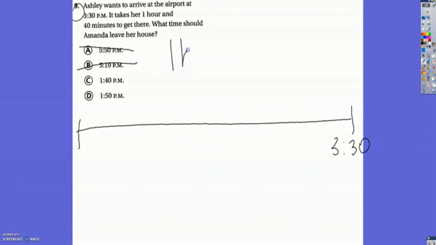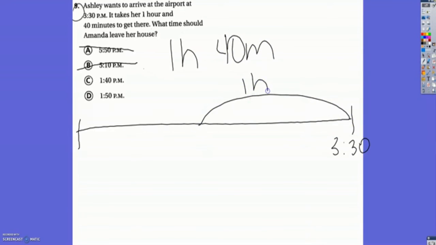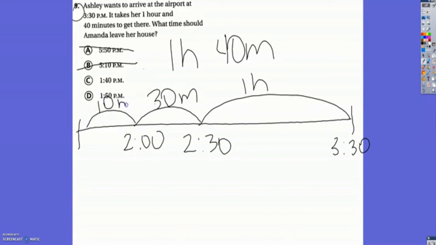So we need to jump back an hour and 40 minutes. If I jump back 1 hour, that puts me at 2:30. For the 40-minute jump, I'm going to break it into 30 minutes, which puts me at 2 o'clock. And then 10 minutes, which puts me at 1:50. So our answer is D.